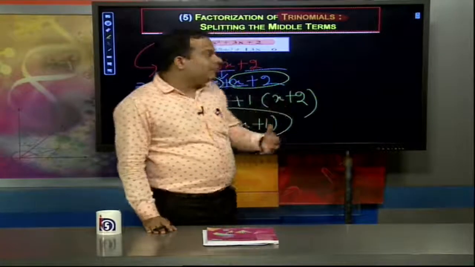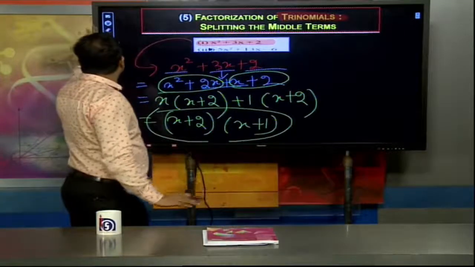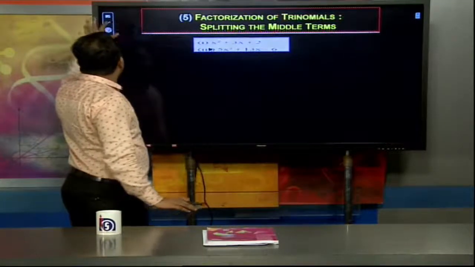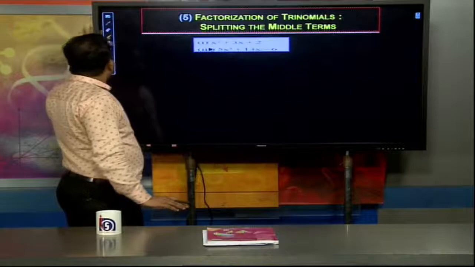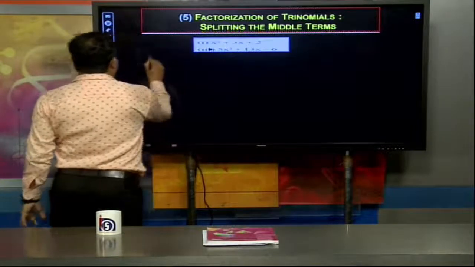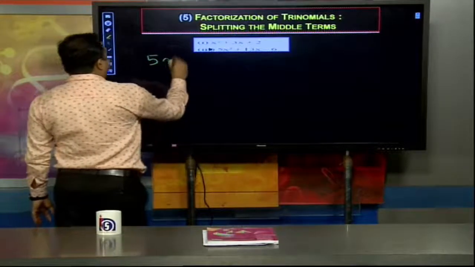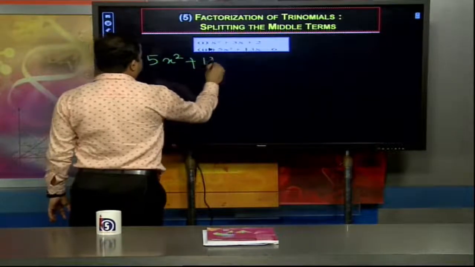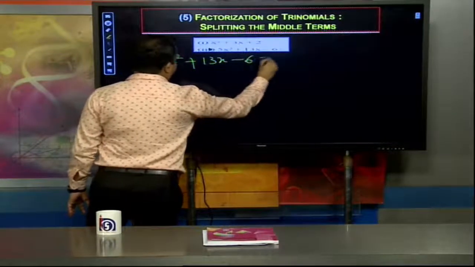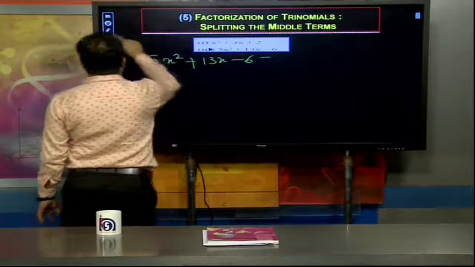Okay. Now you will move to another example. Suppose I would like to take another example. Now the example is very simply 5x square. Suppose the question is 5x square plus 13x minus 6 equal to 0. Now minus 6, only minus 6.